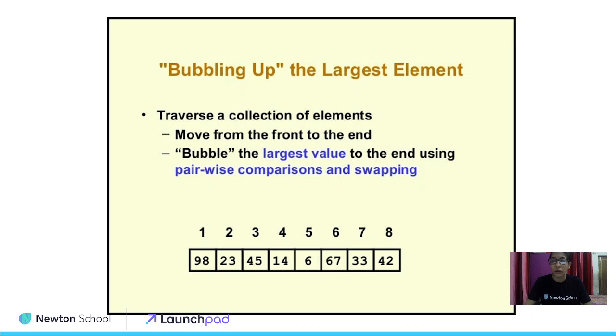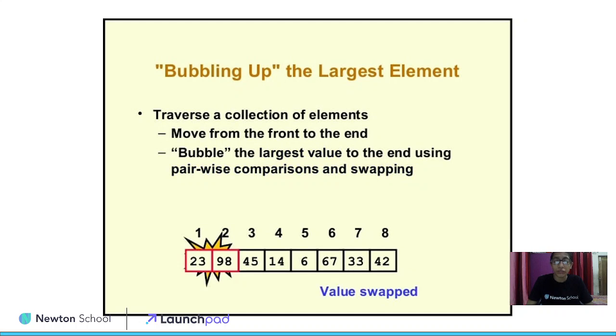But what is bubbling up the largest element? Here, in the complete discussion of the example I told you previously, we will be taking the largest element in the collection and moving it through the collection. That means we will move the largest value from front to end using pairwise comparison and swapping. Now 98 is greater than 23, so 23 will take the place of 98 and 98 will take the place of 23.